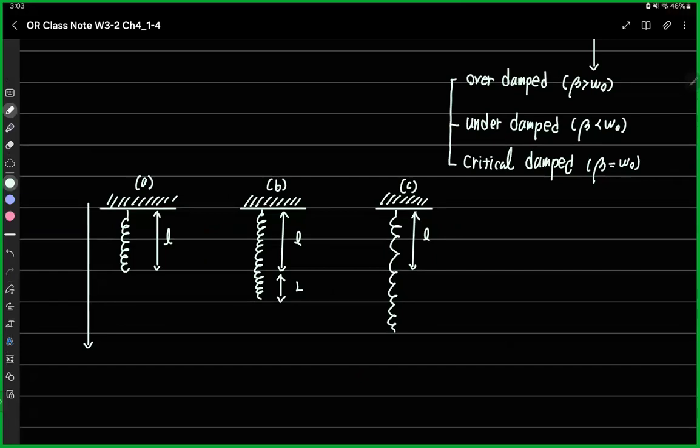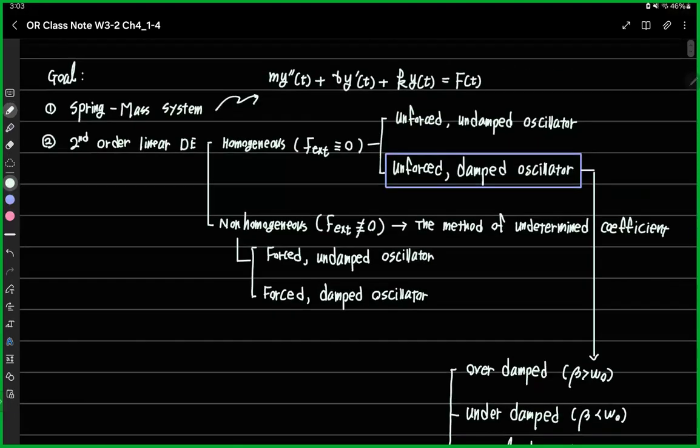Right. So today we're going to start the main chapters in this course: mass spring systems. The goal is to derive the differential equation of the spring mass system. Okay. So the equation is like this. We're going to derive it, but I just want to tell you what it is.